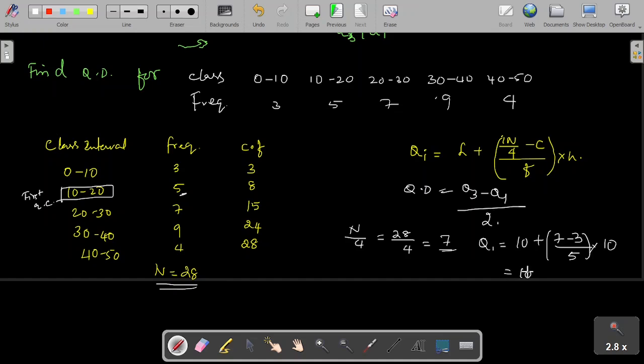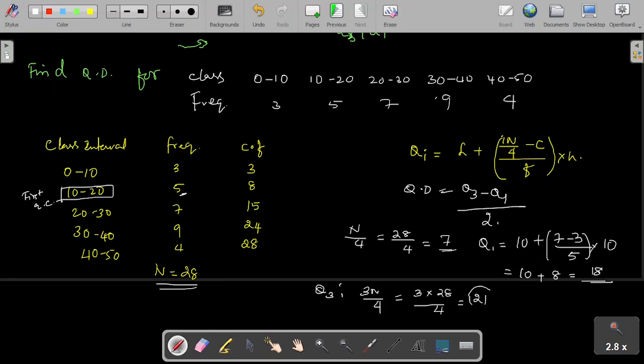This gives you 10 plus 8, which is equal to 18. So Q1 is 18. Similarly, you have to find out Q3 now. To find Q3, we need 3n by 4, which is equal to 3 into 28 by 4, which is equal to 21.